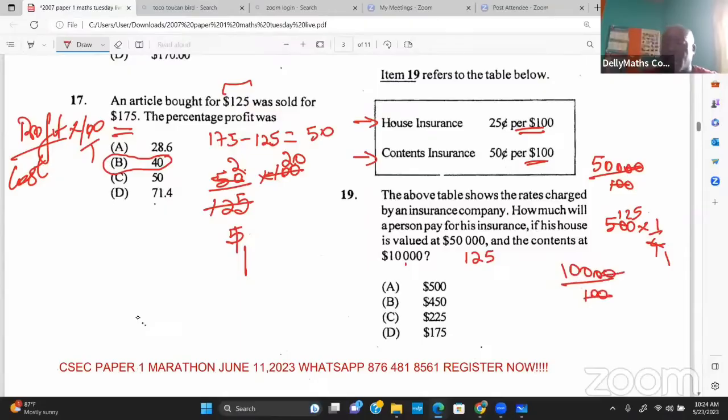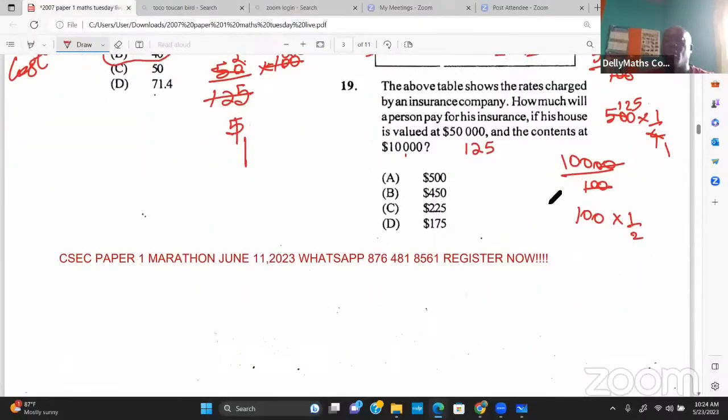I have 100 in 10,000. But now the contents is going at 50 cents. 50 cents is what? A half of a dollar. And that is why in the multiple choice, they're going to be using specific numbers. They're not going to use any number that will give you trouble. So as you could see, a half of a dollar.